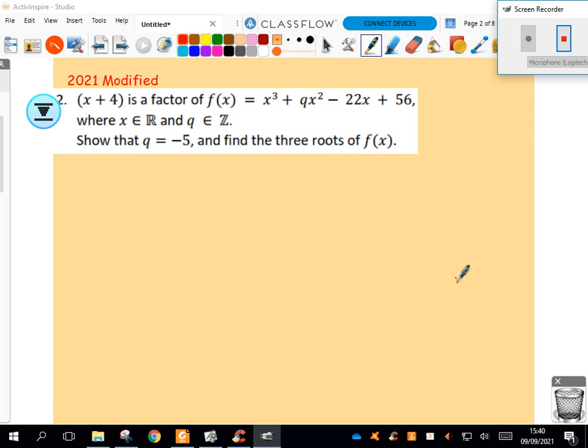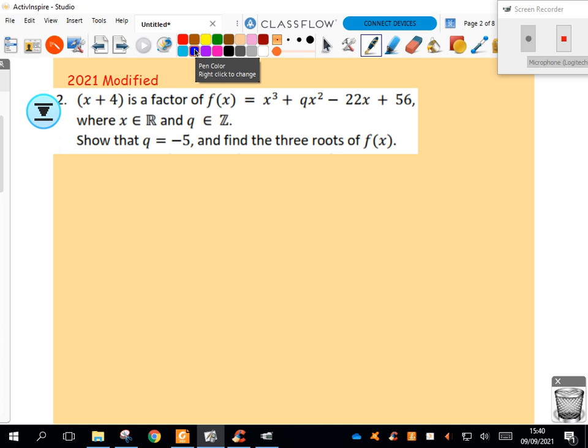Okay, and in this video I'm just going to solve the second question from Thursday's class, which says x plus 4 is a factor of f of x, where x is real and q is an integer. Show that q is equal to negative 5, and hence find the three roots of f of x.